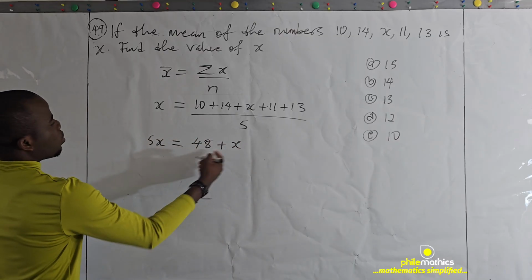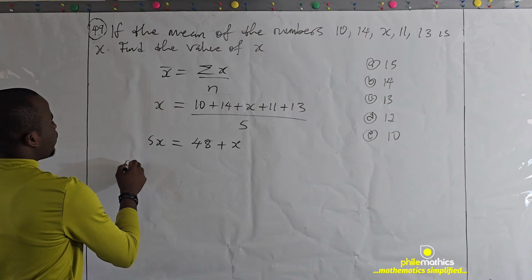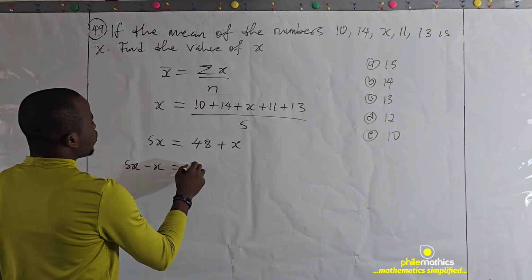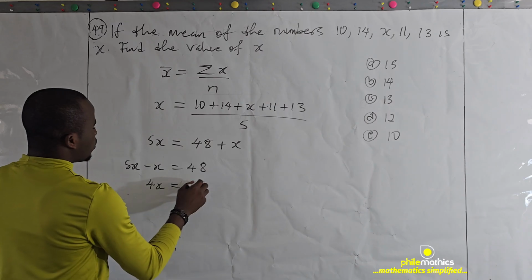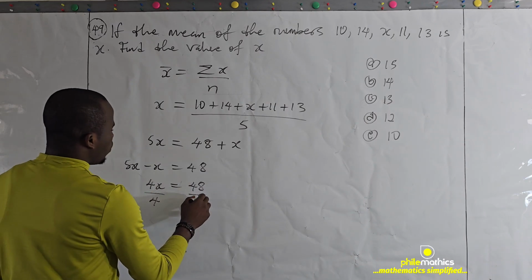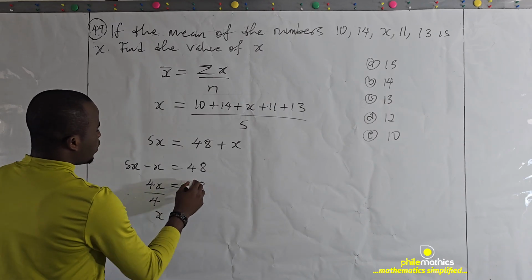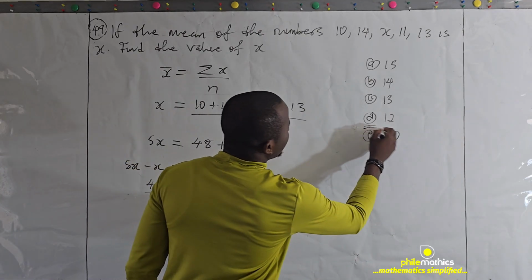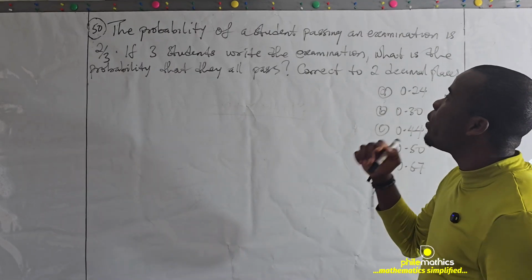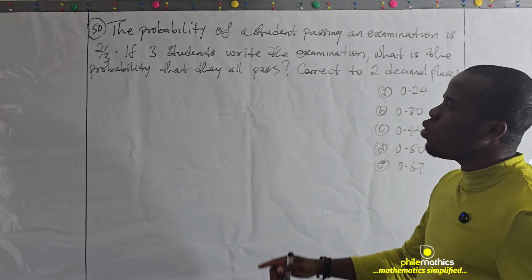So subtract x from both sides. 5x minus x equals 48. This is 4x equals 48. Divide both sides by 4. So that x, 4 here is 1, 4 here is 2. So x is 12.